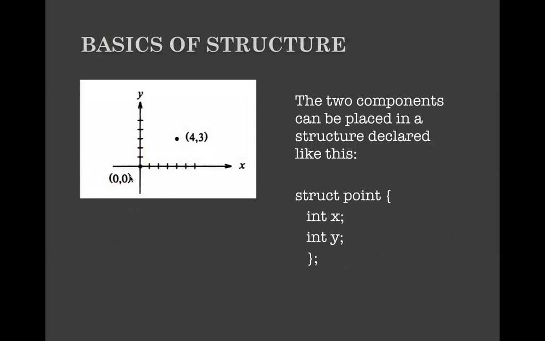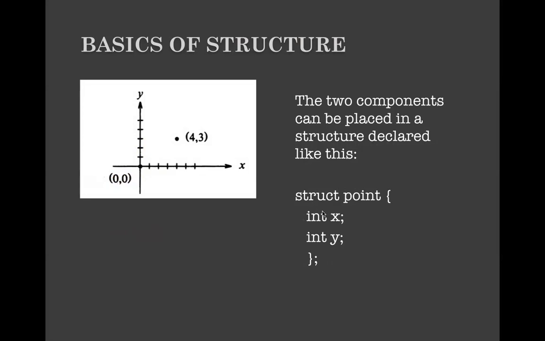Let us take a very simple example. Consider a point. This point has x and y values. There are two values for a particular point. Instead of declaring int x, int y, where I don't know which point's x and y it is, I can create a structure called point and include these variables inside the structure.